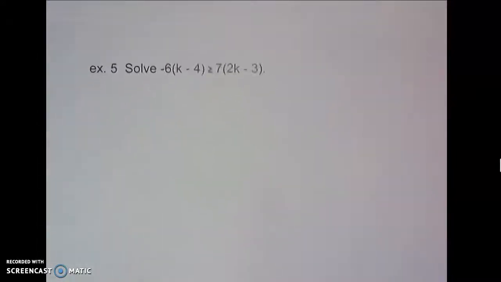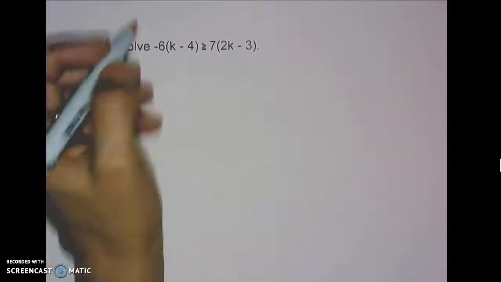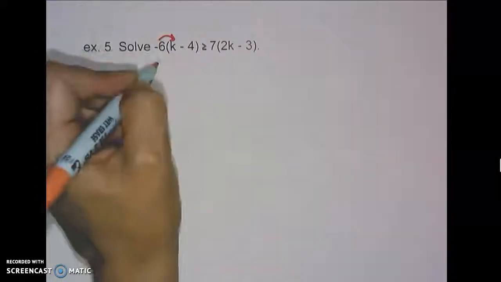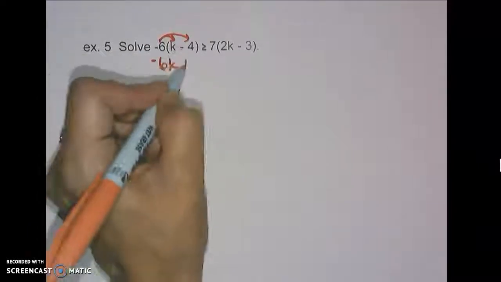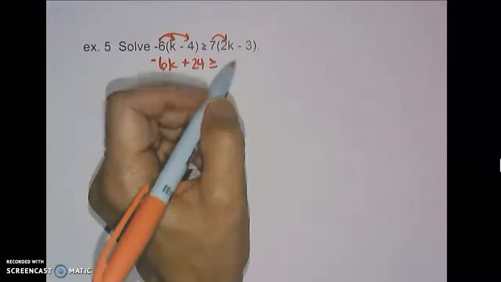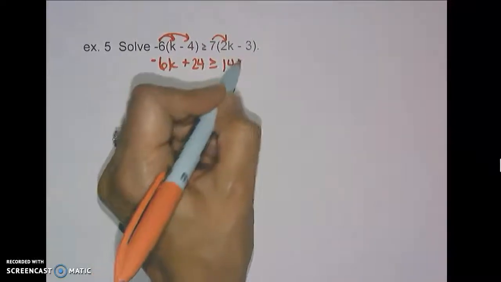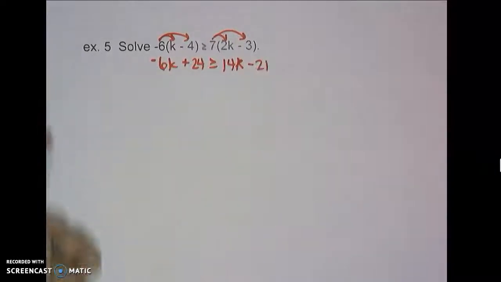Alright, let's look at one more question here. We're going to solve -6 times the quantity k minus 4 is greater than or equal to 7 times the quantity 2k minus 3. So when we go through and solve this, our first step is going to be to distribute, since there are numbers outside of the parentheses. So that gives us -6k plus 24 is greater than or equal to 7 times 2k is 14k, and 7 times -3 is -21.